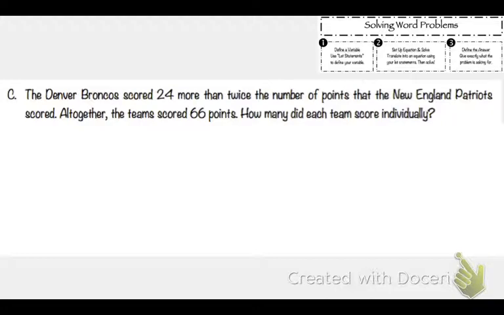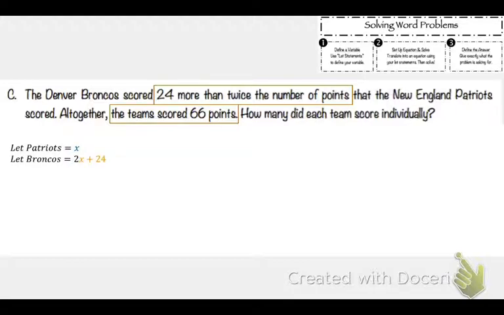So I'm going to circle what I know. The Denver Broncos scored 24 more than twice the number of points. That's a sentence right there that I need. And then the teams scored 66 points together. So I'm going to let x equal the Patriots score because they are the lower score here. So they're going to be the x. The lower score, or the lower number, whatever it may be, should always be just your x.